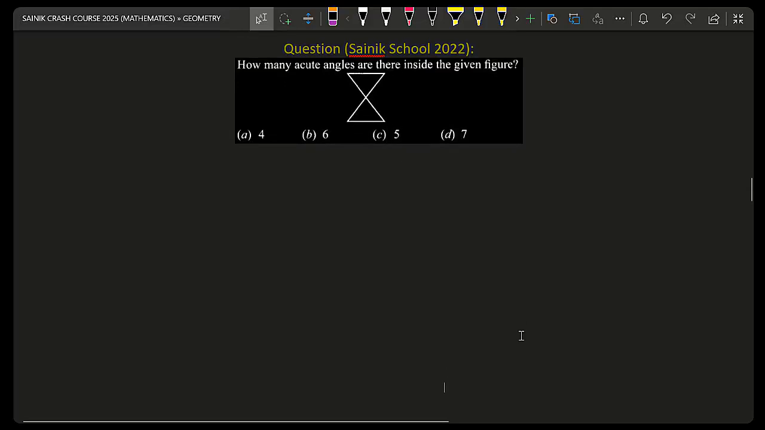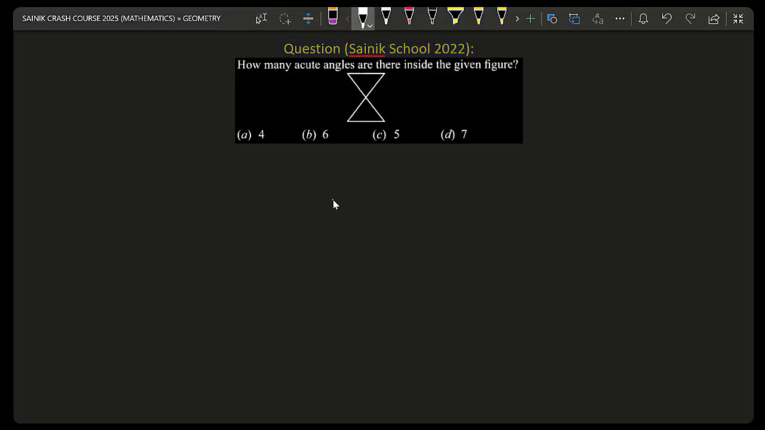How many acute angles are there inside the given figure? Yes, Pranay, read the question again. How many acute angles are there inside the given figure?